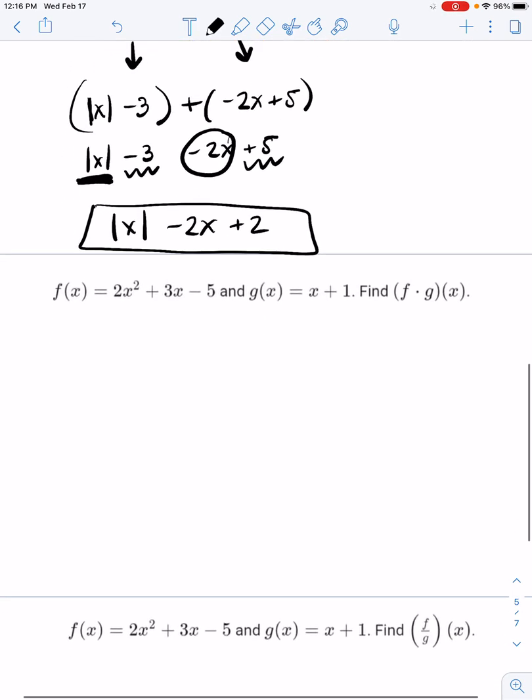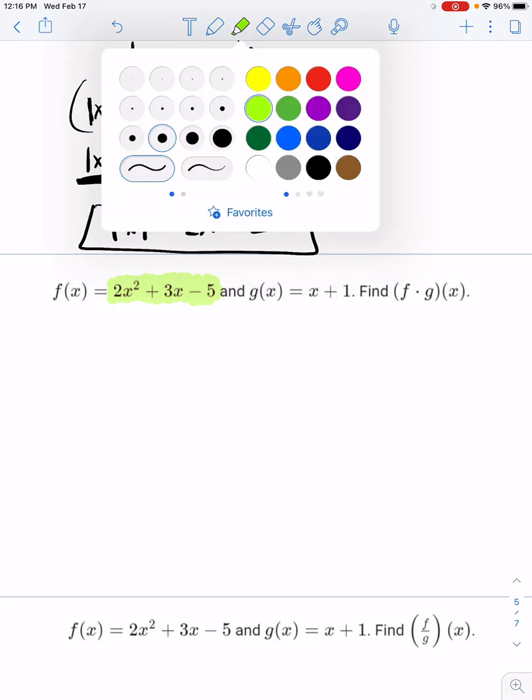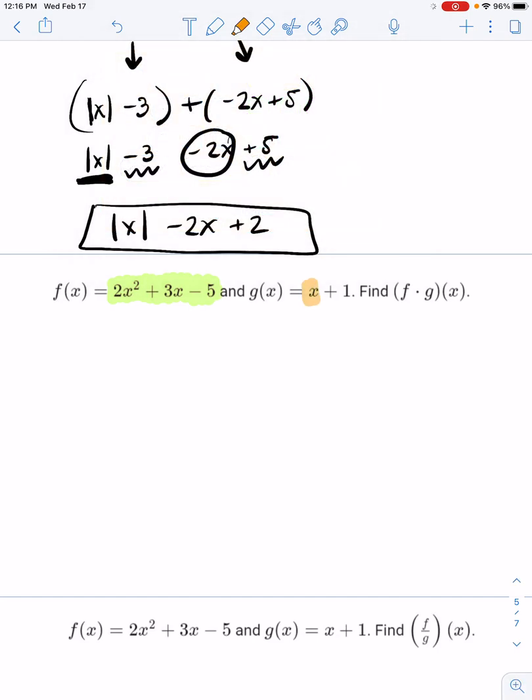Okay, next one here. We have a function f of x. Again, I'm going to highlight this in green. So f of x is this whole long thing. It's a trinomial, 3 terms. And then we have this function g of x, which is a binomial, 2 terms. And I'm going to multiply them together. So you can see there's that little multiplication dot. So that just means we take f of x and we're going to multiply g of x, okay?